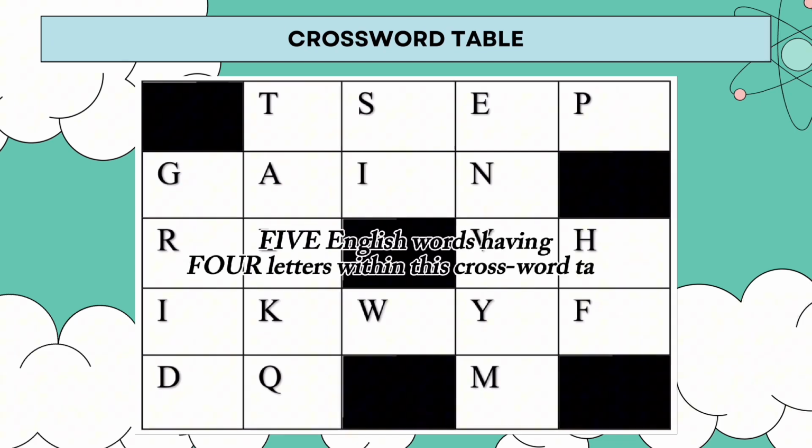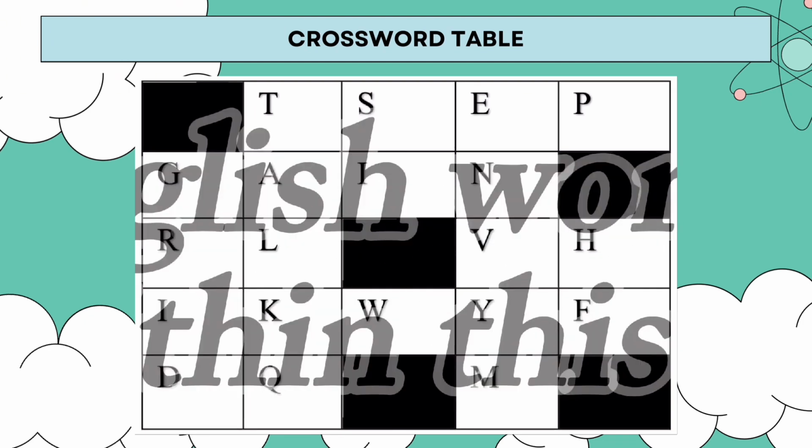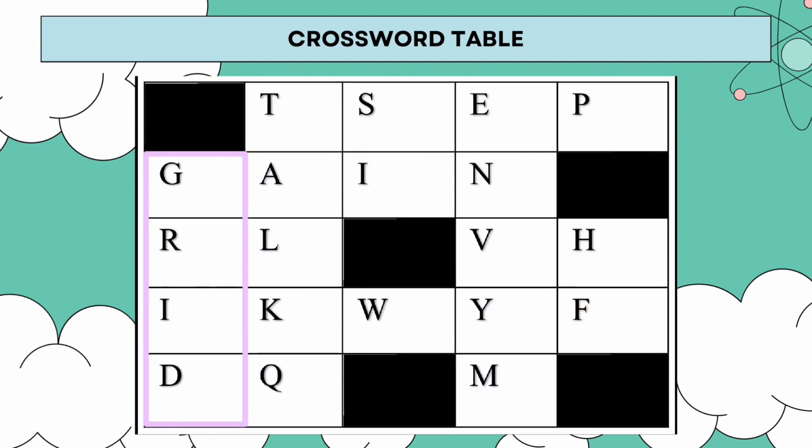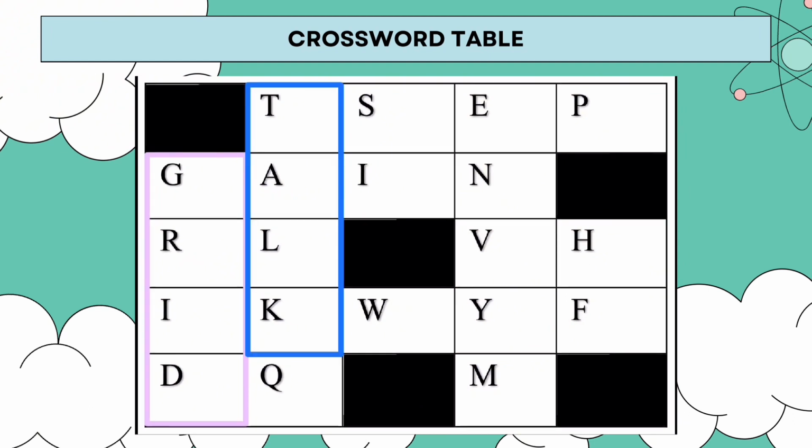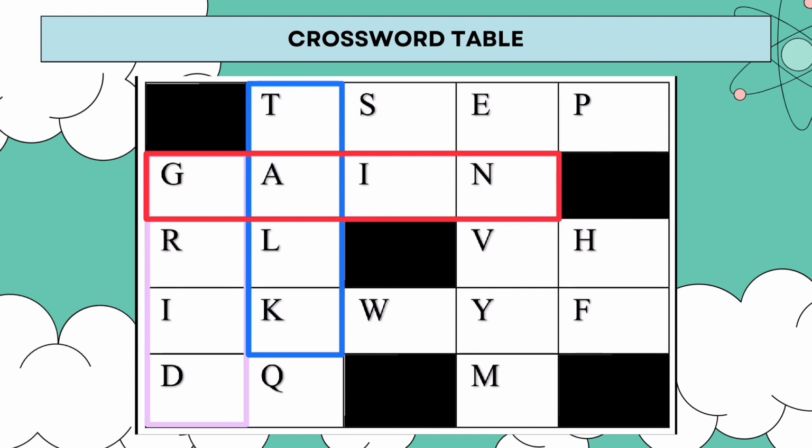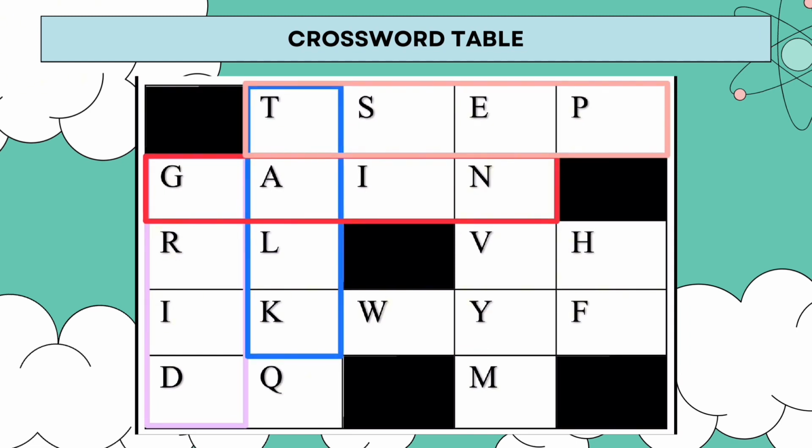Five English words having 4 letters within this crossword table. The first one is grit. The second one is stock. The third one is gain. The fourth one is pest. And the last one is envy.